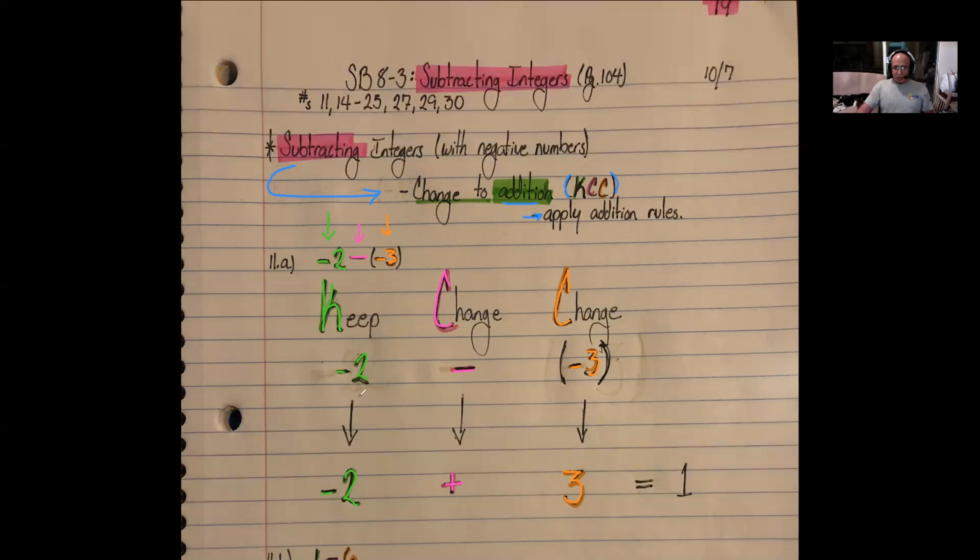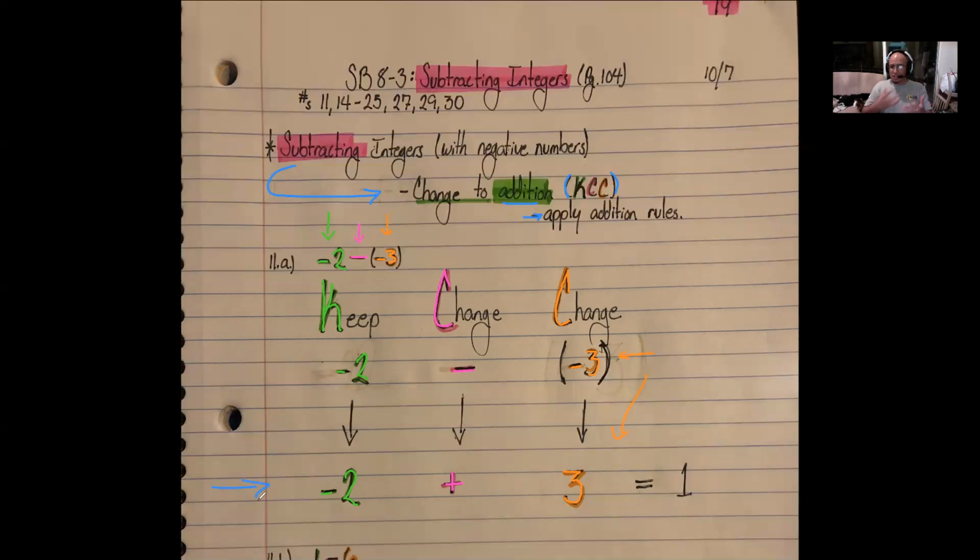All right, so again, we kept the -2. We changed the minus sign into addition. Again, we only do this for subtraction. And then we're going to change the second number into its opposite. If this was a +3, then I would change it to a -3. But because we started with a -3, we changed it to a +3. Now, ladies and gentlemen, I have an addition problem.